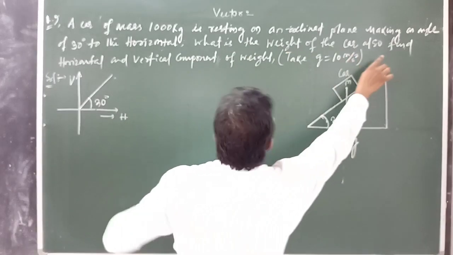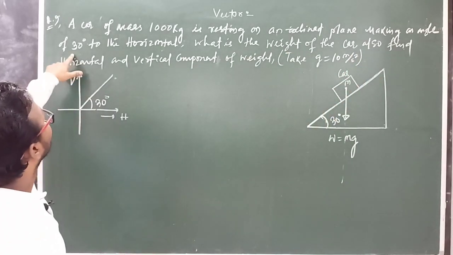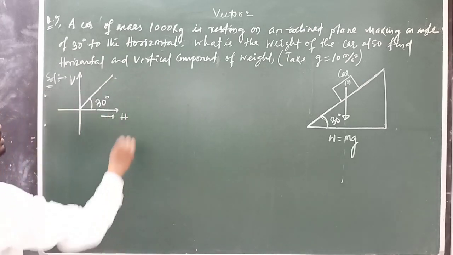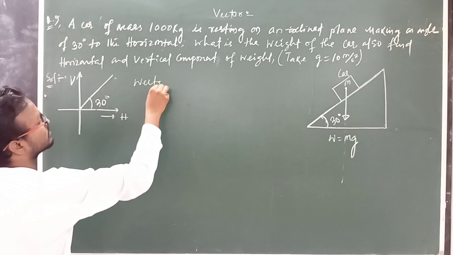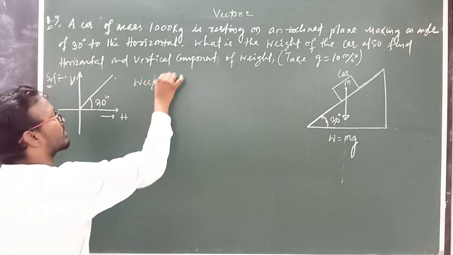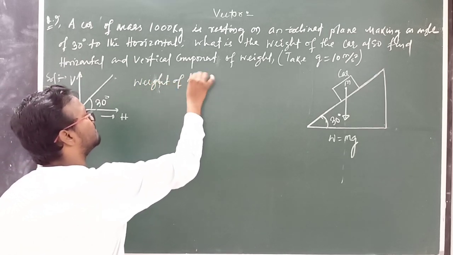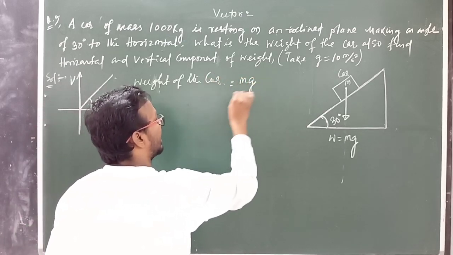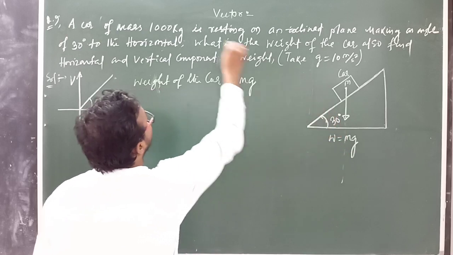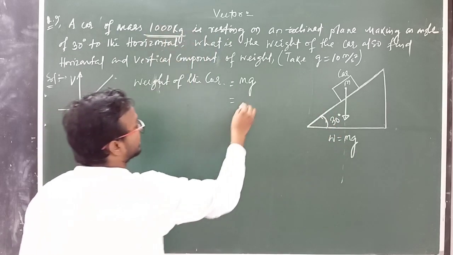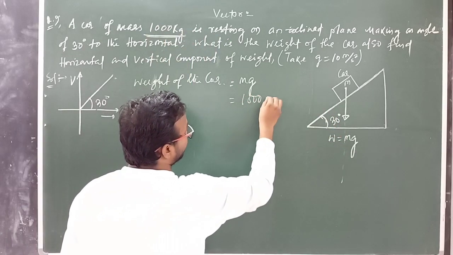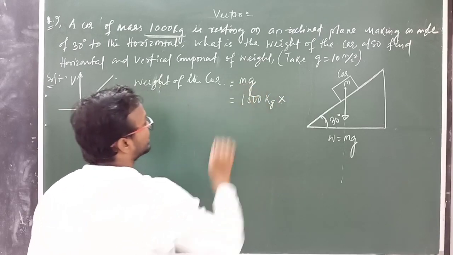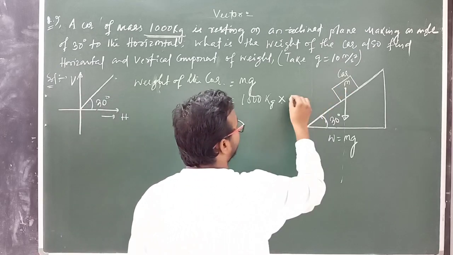So first we have to find the second part of the question, the weight of the car. Clear? So the weight of the car is mg, and the mass of the car is given as 1000 kg, so 1000 kg into g, the acceleration due to gravity, given as 10 Newton.